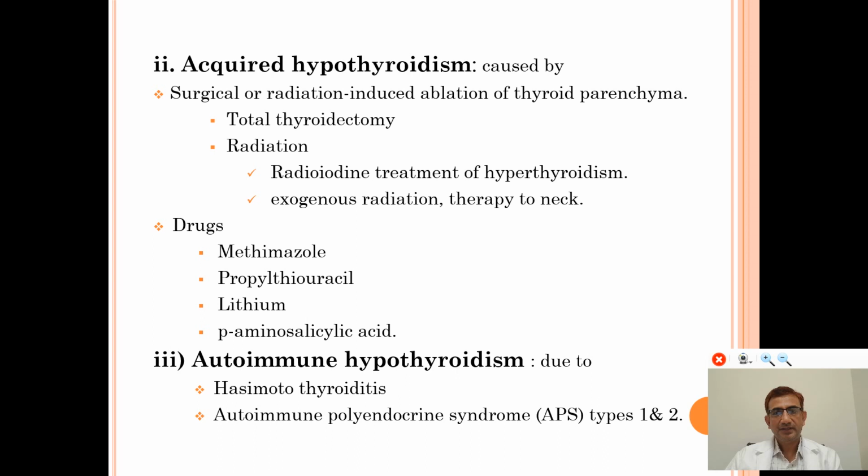Acquired hypothyroidism is caused by surgical or radiation induced loss of thyroid parenchyma, that is total thyroidectomy, or any exposure to radiation, such as radioiodine treatment of hyperthyroidism. Drugs like methimazole, propylthiouracil, and lithium can also cause it. And autoimmune hypothyroidism mainly includes Hashimoto's thyroiditis.